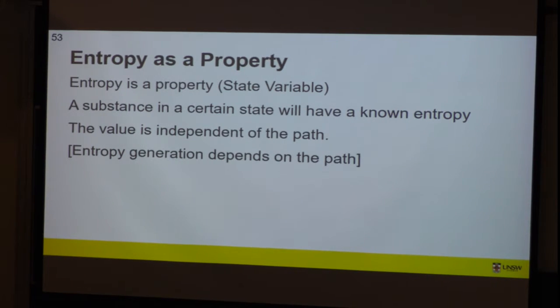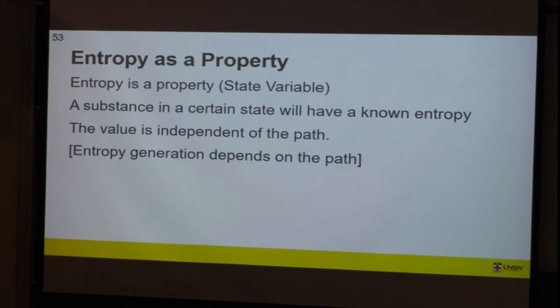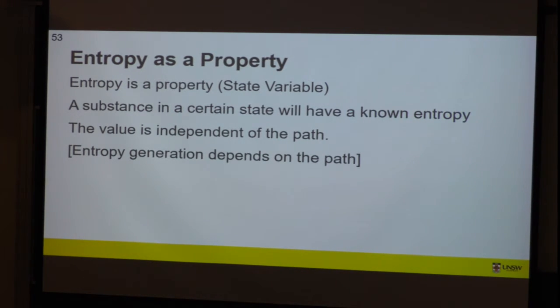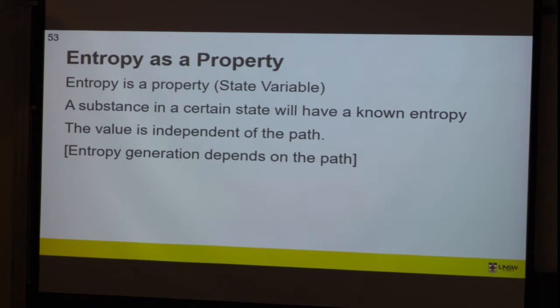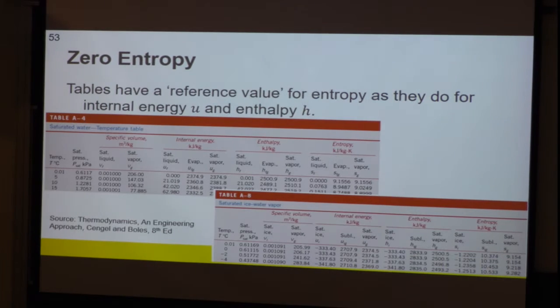Entropy is a property. So although entropy generation is based on the path that you take, what the temperature difference is and so forth, within the fluid itself, entropy is a property. So just like temperature and pressure and enthalpy, it's independent of the path that it took to get there. So you know that liquid water at 100 degrees C has this entropy, and it always has that because it's a property value. Was it hot before? Was it cold before? Doesn't matter. So the value is independent of the path.